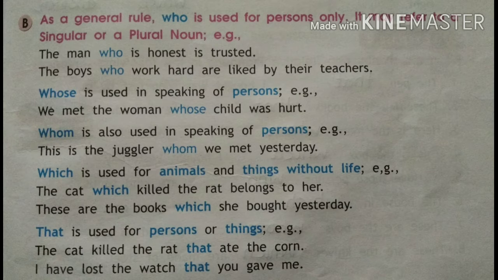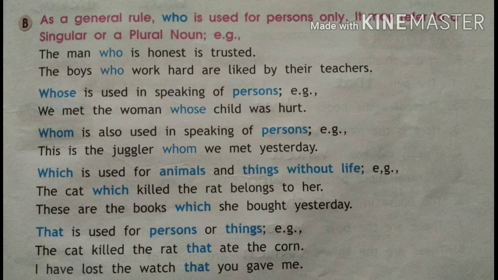The next one, whose, is used in speaking of persons. When we are speaking about some person, that means we are talking to some second person about that person, we use whose to join the sentence, that is a relative pronoun. For example, we met the woman whose child was hurt. So we are talking about that woman. She is a person, but here we are not joining it with who. We are speaking to someone about that. So we join this time with whose, which is a relative pronoun, and we are talking about the woman, which is the noun in this sentence.